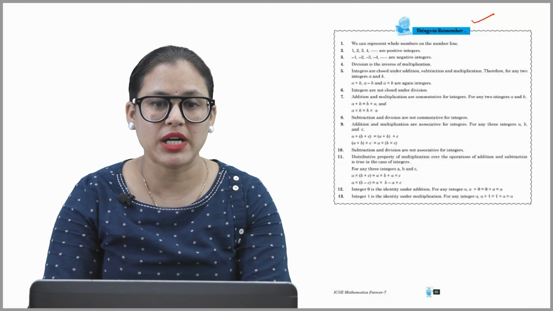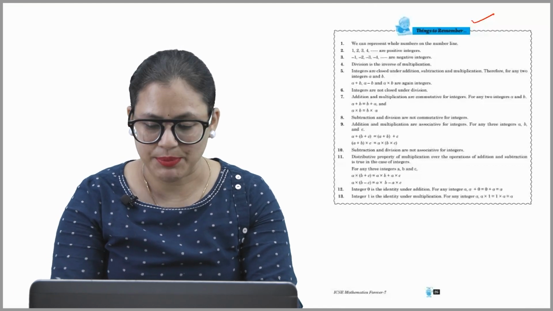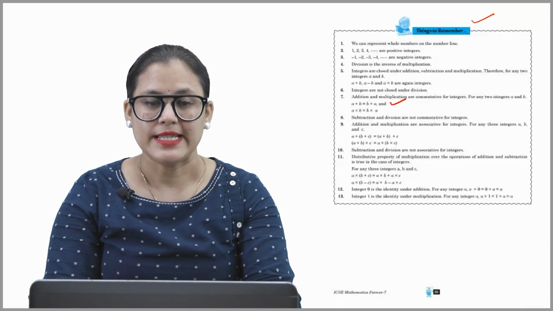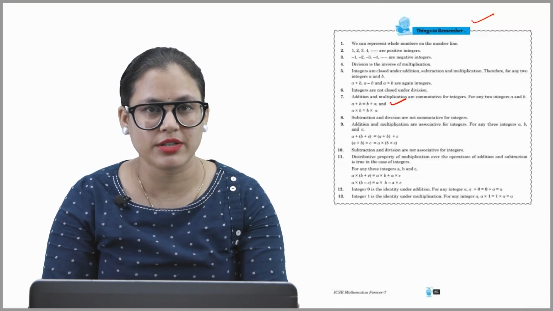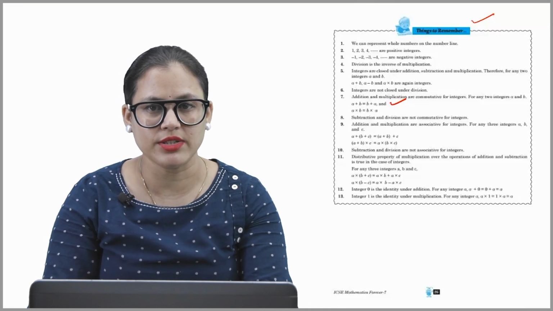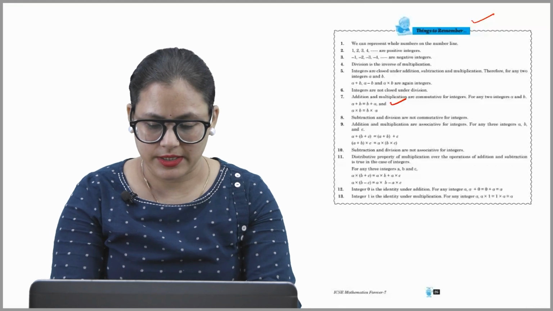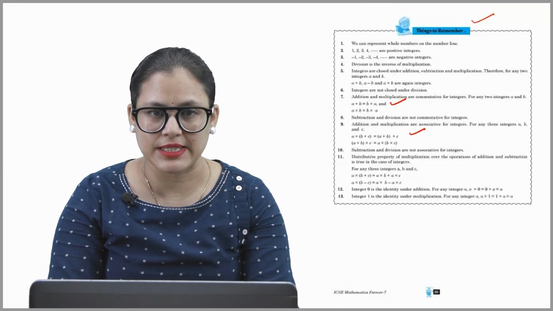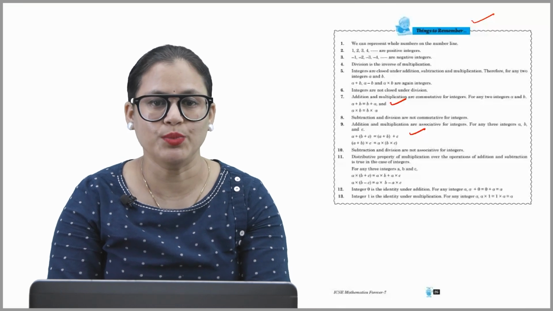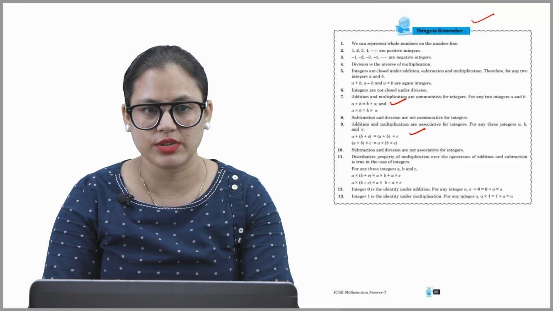7. Addition and multiplication are commutative for integers. For any two integers a and b, a plus b is equal to b plus a and a into b is equal to b into a. 8. Subtraction and division are not commutative for integers. 9. Addition and multiplication are associative for integers. For any three integers a, b and c, a plus b plus c is equal to a plus b plus c, or a into b into c is equal to a into b into c. 10. Subtraction and division are not associative for integers.